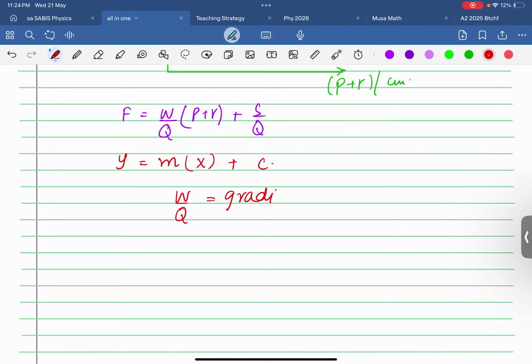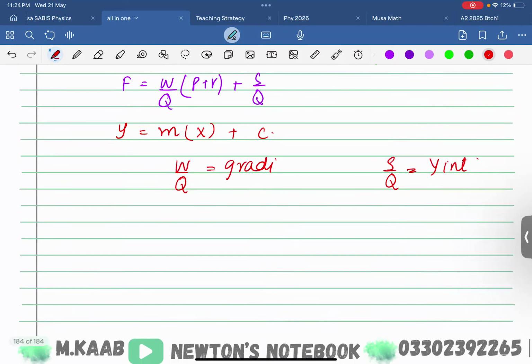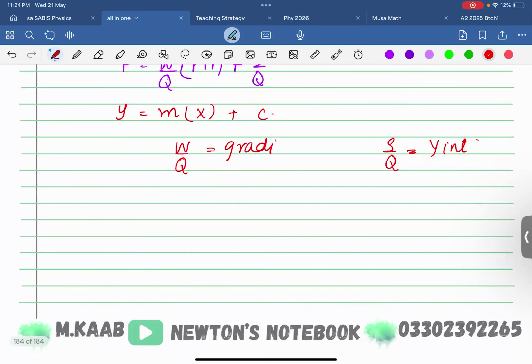You just need to copy the value of the gradient from the previous part and paste it. And S over Q is going to be your y-intercept. You just need to pick the value from the previous part and paste it. Once done, you should have the value of W. The value of W is given, by the way. You just need to find the value of Q and S.